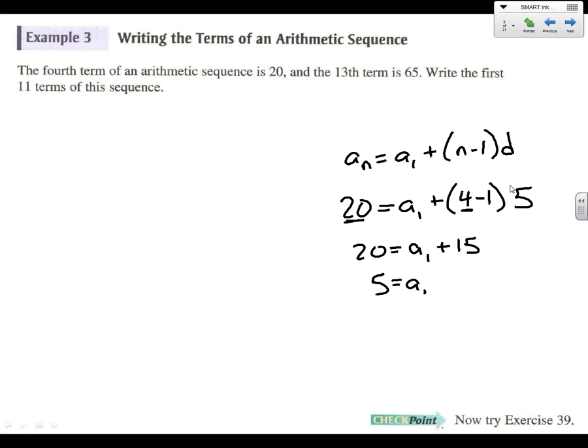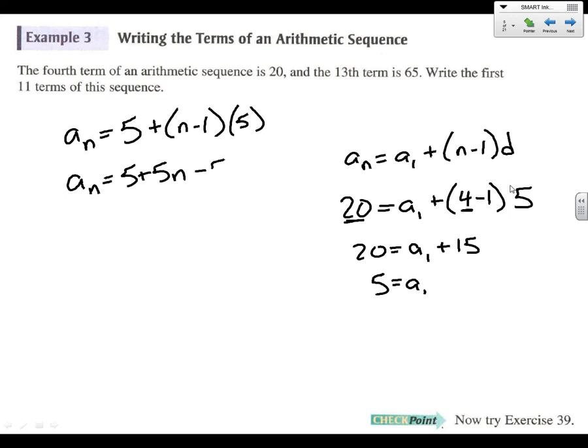Okay, and so we've got an equals a1, which is 5, plus n minus 1. The jump was also 5. And so we've got an equals 5 plus 5n minus 5. So an equals just 5n. That's our formula.